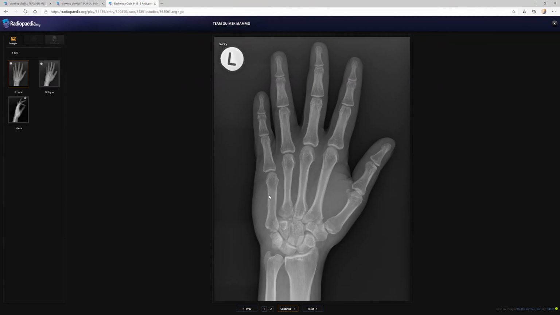Here, this fifth metacarpal should have been articulating with the hamate. It should be sitting here. Instead of that, it is sitting over the triquetrum. So that is a fifth carpometacarpal dislocation, which you can see in the lateral view also.